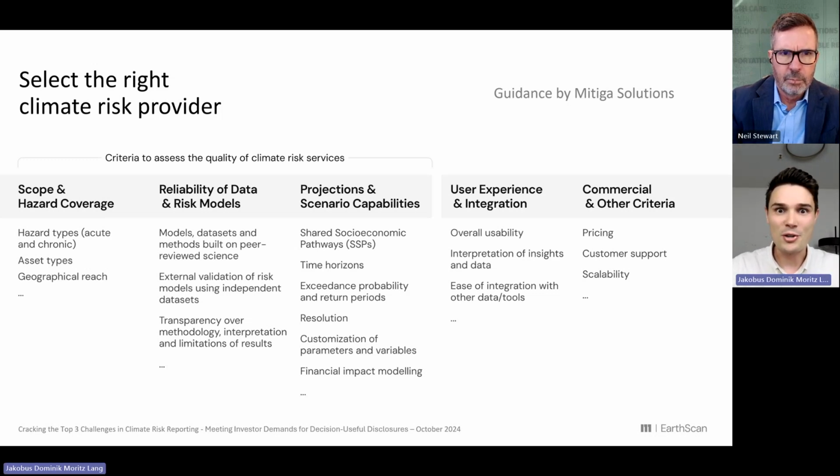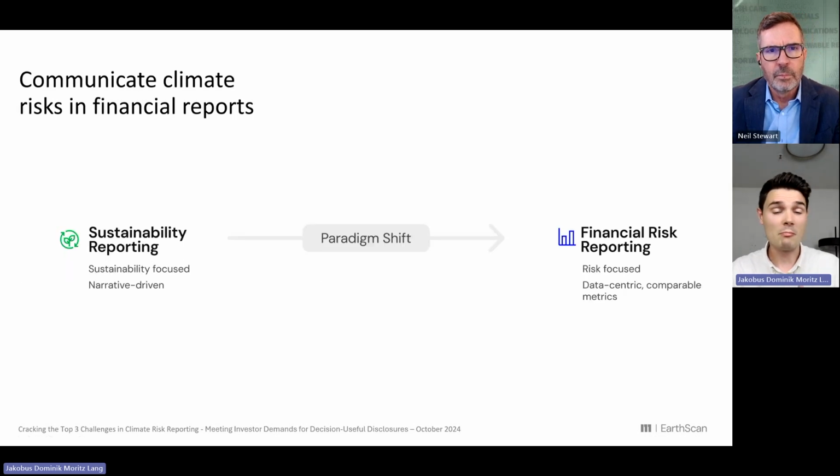Moving on to the third challenge we see as very critical, we are experiencing a paradigm shift. And that is that when disclosing on climate risk specifically, it's really moving from a narrative to data-centric and financial risk reporting.